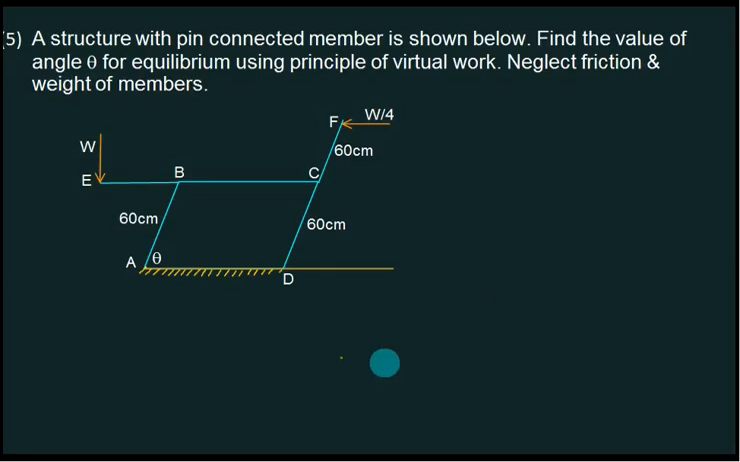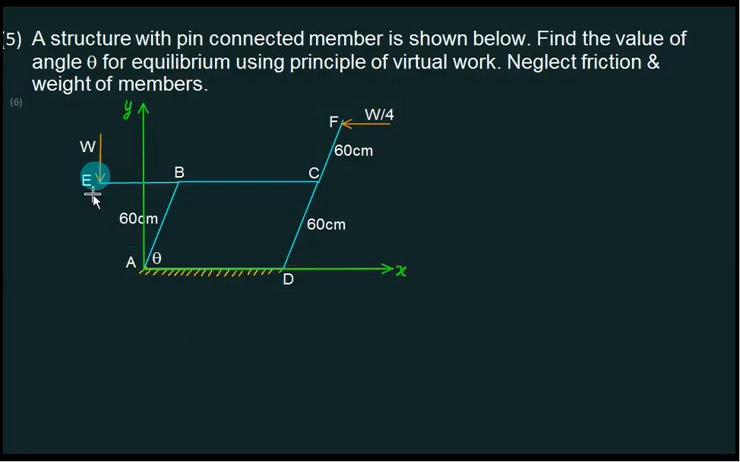A structure with pin connected members is as shown in the figure. We want to find out the value of angle theta for equilibrium using the principle of virtual work. Neglect friction and the weight of the members. So here A is a fixed joint as well as D is also a fixed joint, so we can have the axis system at point A.